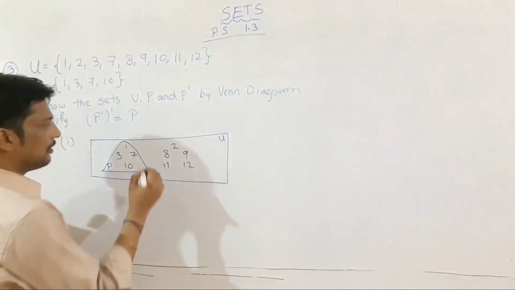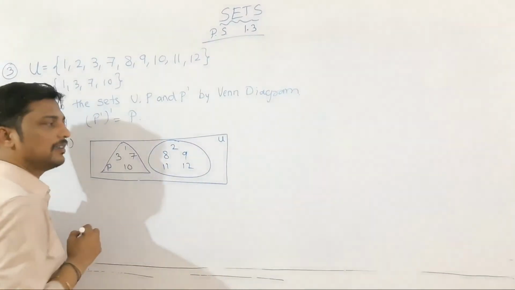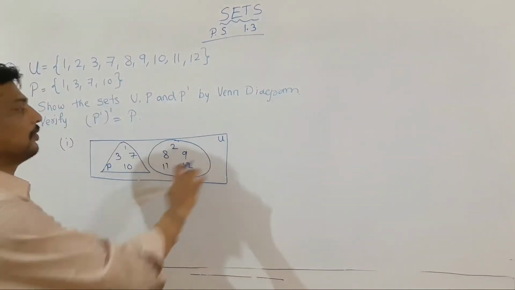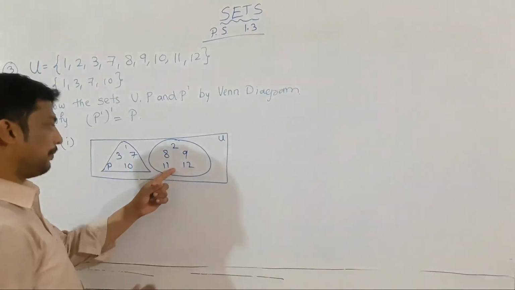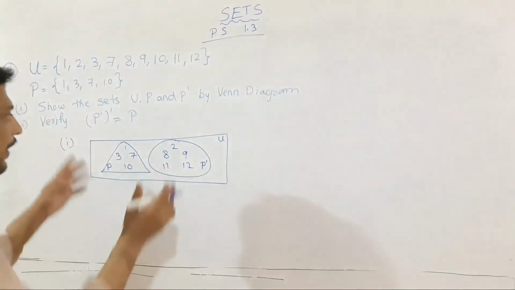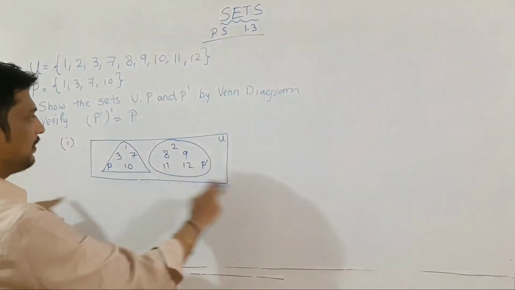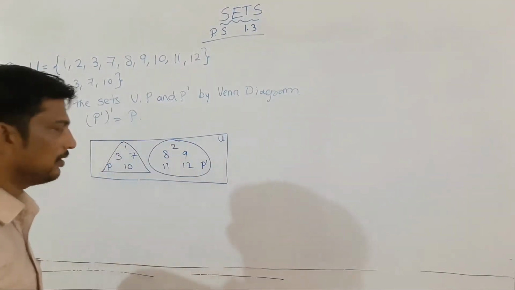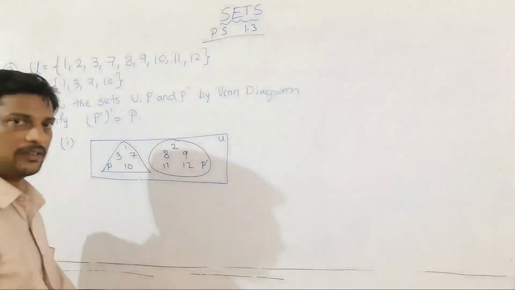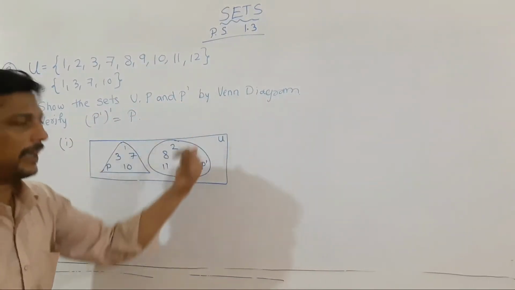Fine. Now I will take a circle for this. You can take anything. I am going to take a circle, which should be a closed geometrical figure. Now I am going to name this as P dash. So I got the Venn diagram which represents three different sets. One is universal set in which the two sets are there. One is what? Set P. Another is what? P dash. You getting? So I have represented U, P and P dash by Venn diagram.